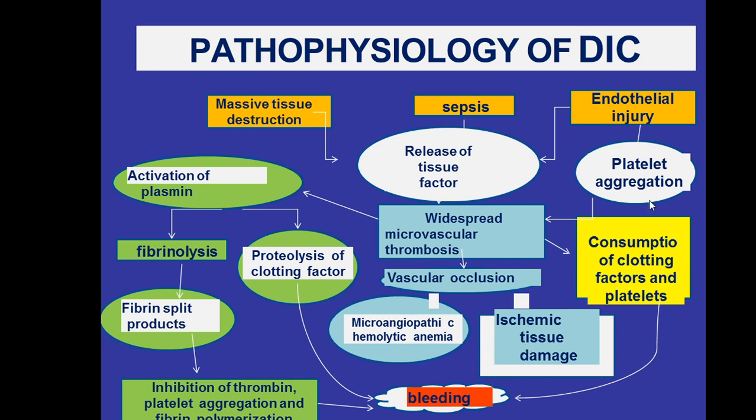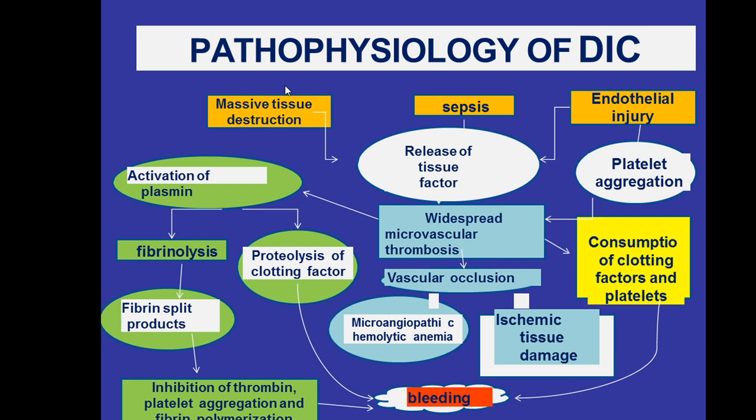On the one hand, there will be platelet aggregation and consumption of clotting factors and platelets. Consumption of clotting factors and platelets causes bleeding. On the other hand, there will be activation of plasmin and fibrinolysis, fibrin split products, and proteolysis of clotting factors, which also result in bleeding.